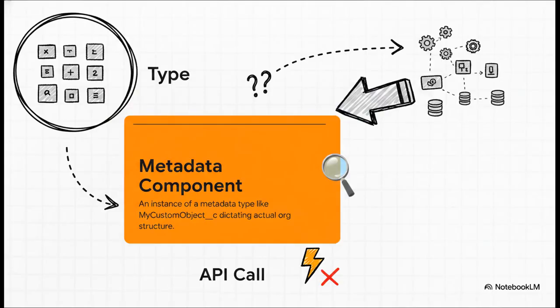This brings us to a subtle but totally vital nuance, the difference between a metadata type and a component. Think of the type as the overarching structure, like the concept of a custom object. The component, on the other hand, is the actual instance, like myCustomObject.c. Mixing these up when you're writing your API calls, yeah, that's a guaranteed way to throw a deployment error.